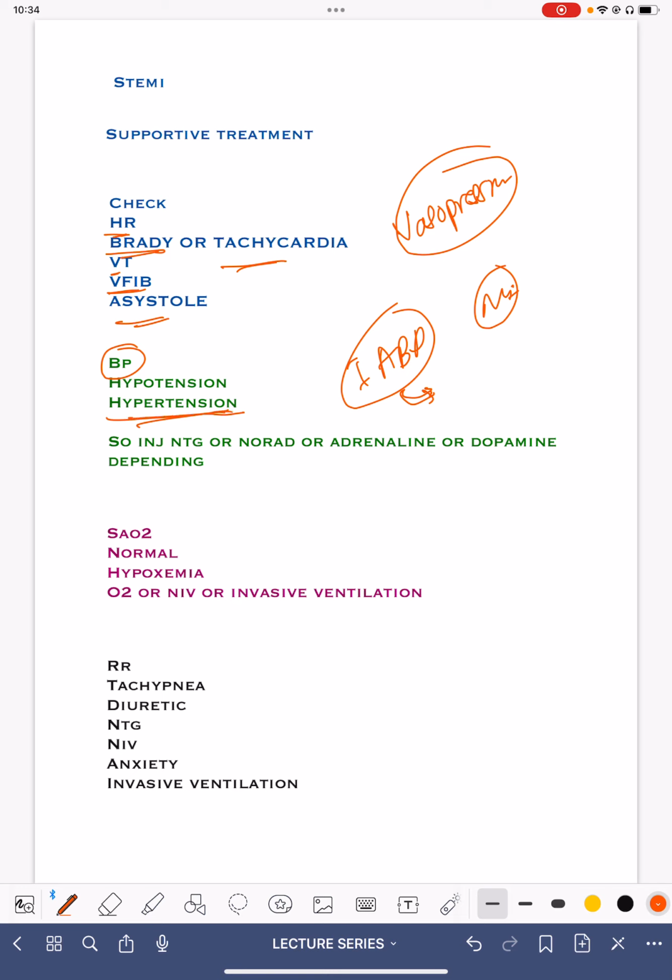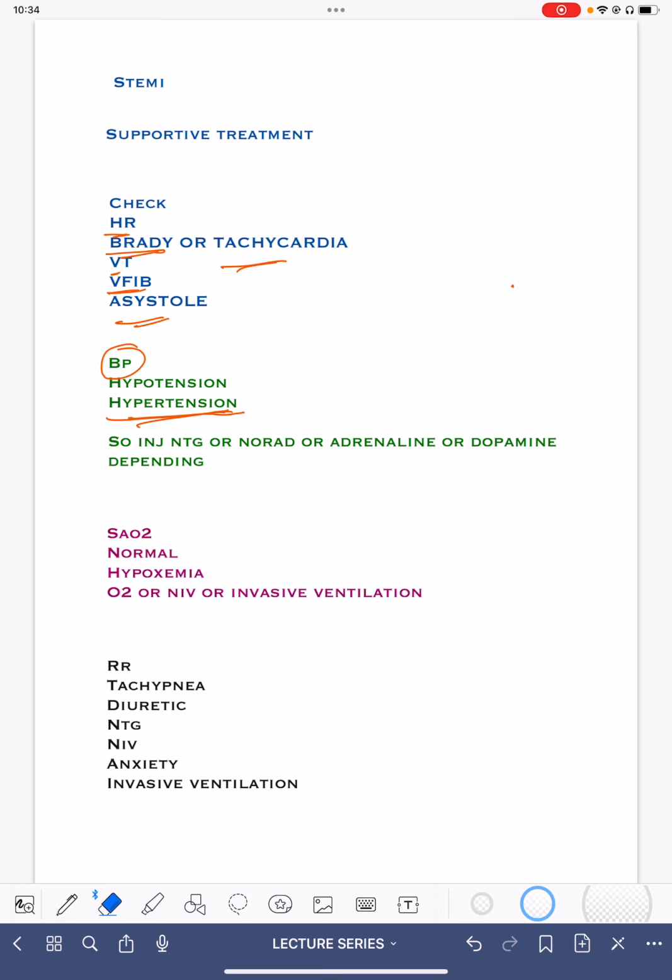If the patient has hypertension, we have injection NTG, which can be given. Injection nitroglycerin can be given, sorbitrate can be given, or if it is not responding to these medicines, then injection labetalol can also be given to control the blood pressure. So depending on the blood pressure, we can use NTG or NORAD or adrenaline or dopamine, depending on the scenario, whether the patient has hypotension or hypertension.